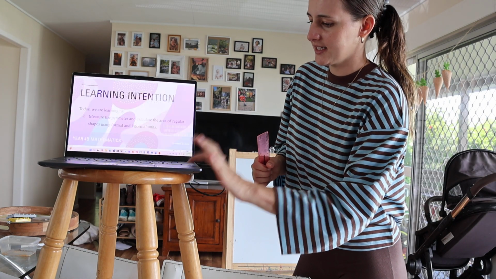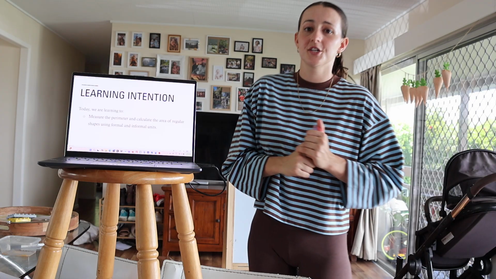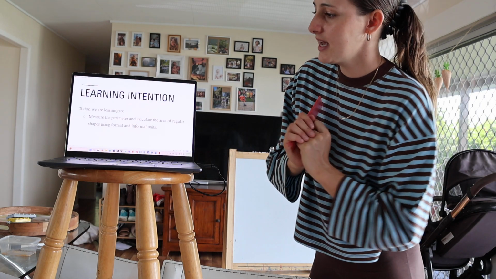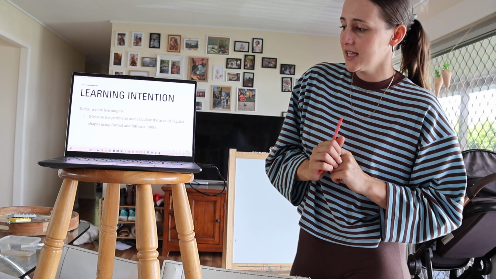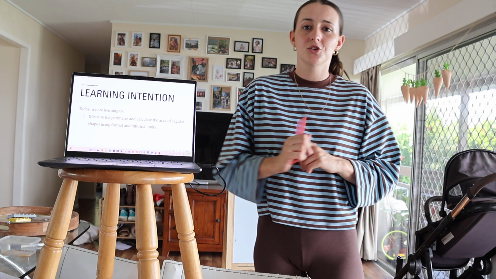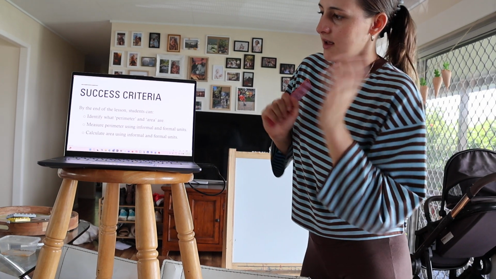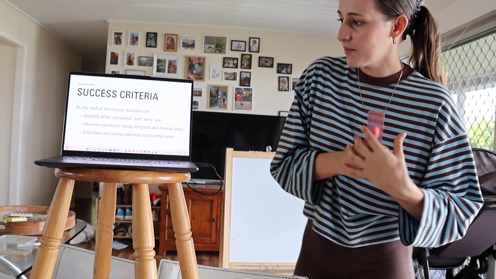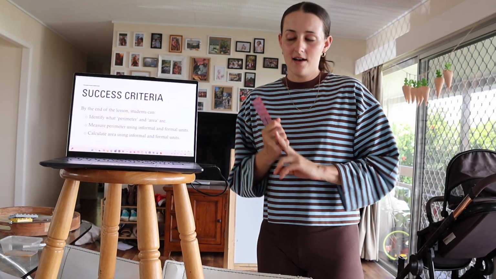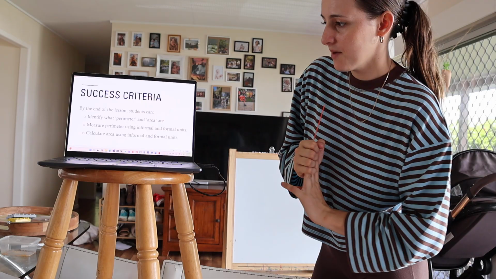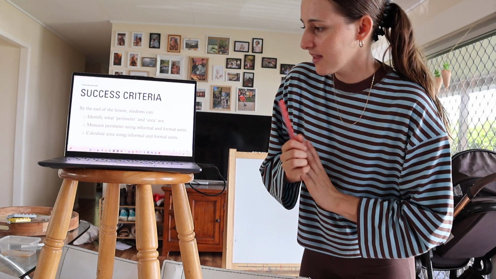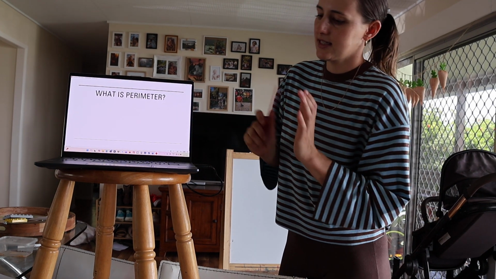So what we'll be doing today, let's have a look at our learning intention and success criteria. So our learning intention lets us know that today we will be measuring the perimeter and calculating the area of regular shapes using formal and informal units, okay? And by the end of the lesson, we'll know we're successful when we can identify what perimeter and area are, when we can measure perimeter using informal and formal units, and when we can calculate the area using informal and formal units. Okay?